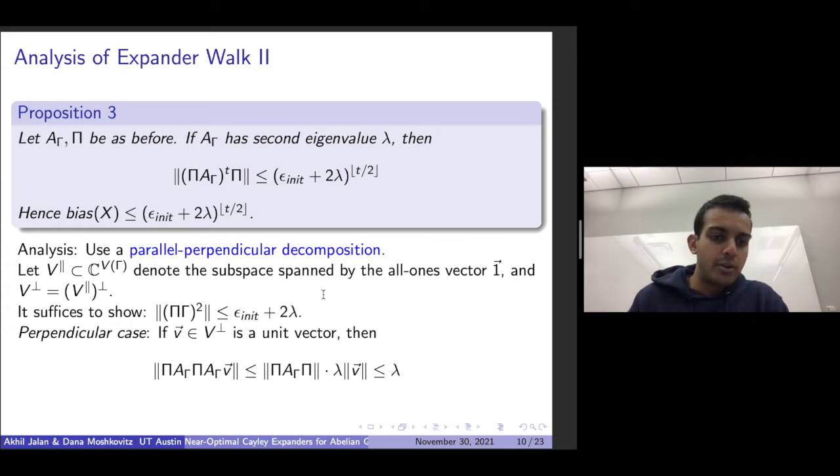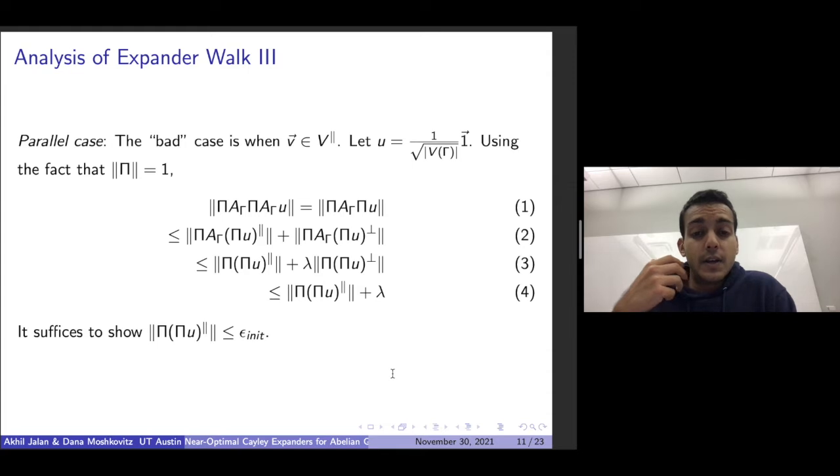So first we'll consider the perpendicular case. If v is a perpendicular unit vector, then actually just the first application of the adjacency matrix already shrinks the norm by a factor of lambda. And so this whole matrix has norm at most 1, and this is a unit vector, and we can bound this by lambda. The hard case is when you're in parallel space.